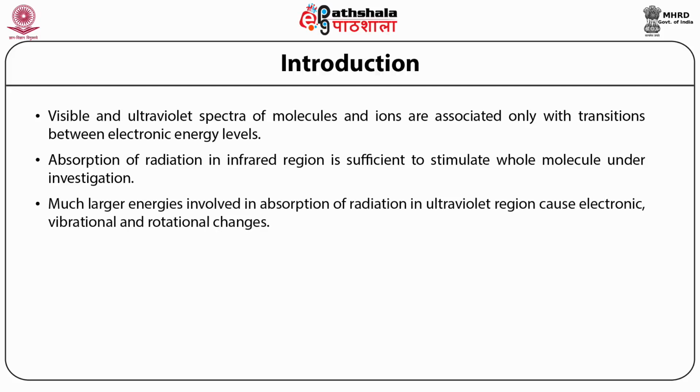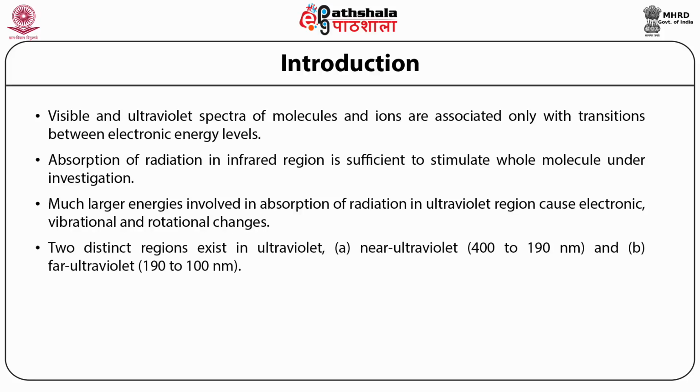The much larger energies involved in the absorption of radiation in the ultraviolet region cause electronic as well as associated vibrational and rotational changes. Since complete resolution of the electronic and closely spaced vibrational and rotational bands is not possible, the overall shape of the absorption band is broad. This is the reason why the band is broad here, whereas in atomic emission we get line spectra.